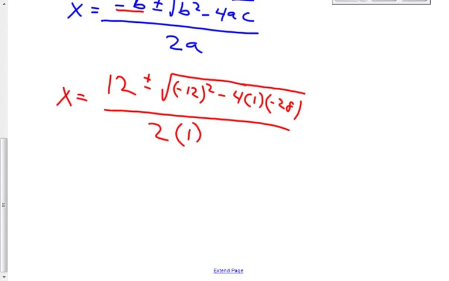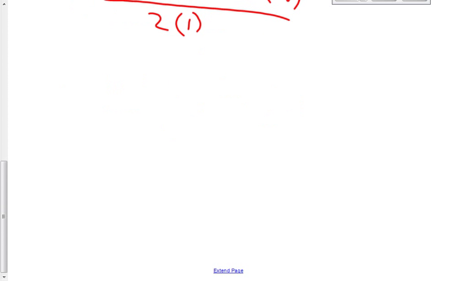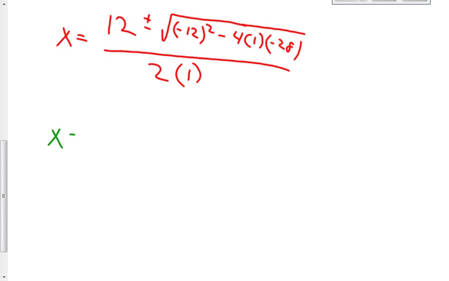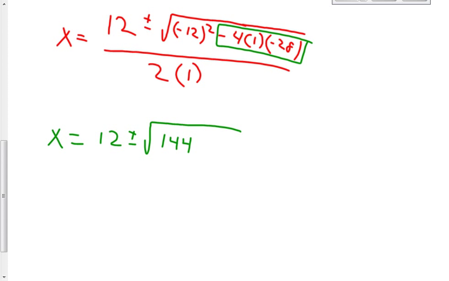So now, class, once we simplify this in red, we are done and we found our roots. So let's simplify this. X equals 12 plus and minus the square root of a negative 12 squared, which is a positive 144, minus 4 times 1 times a negative 28. A negative 4 times a negative 28 is 112. So now this whole green part is a positive number because a negative times a negative is a positive. So now it's plus 112.